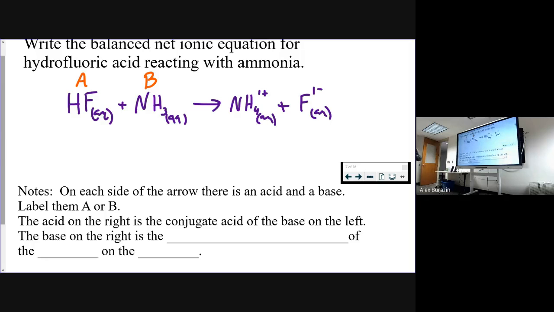Now let's go to the product side. Which of these two is the acid? And which of these two is the base? 50-50 shot. Okay. What is the acid? Is the ammonium or the fluoride the acid on the product side? Even if you're wrong. 50-50. Gotta be.